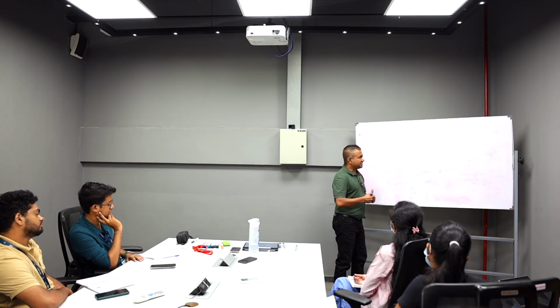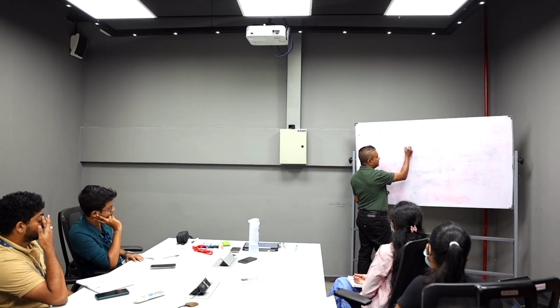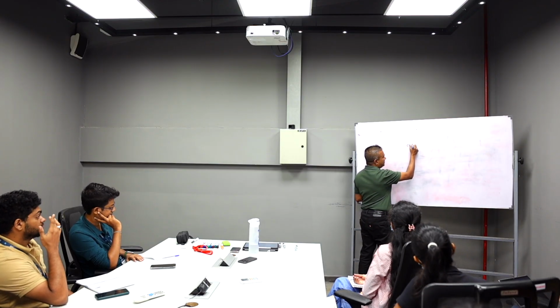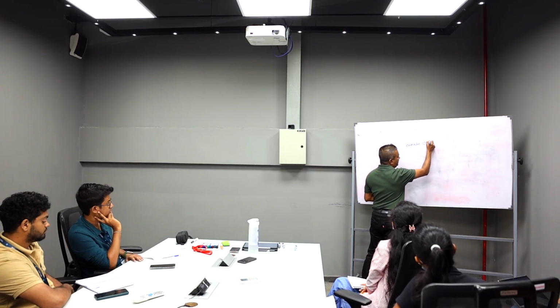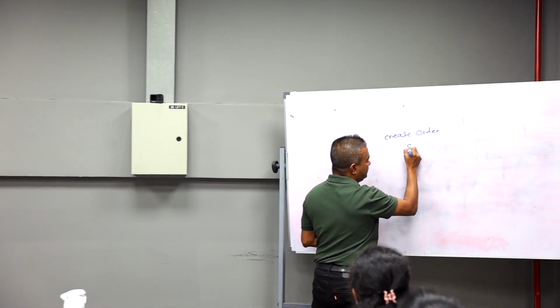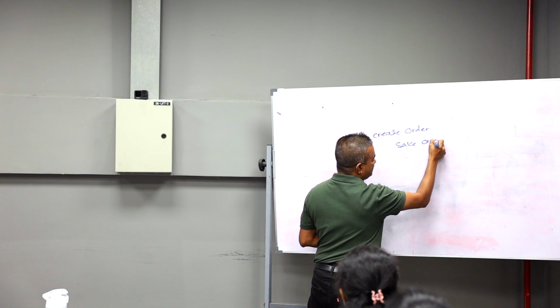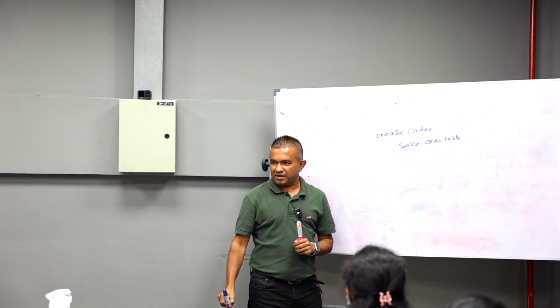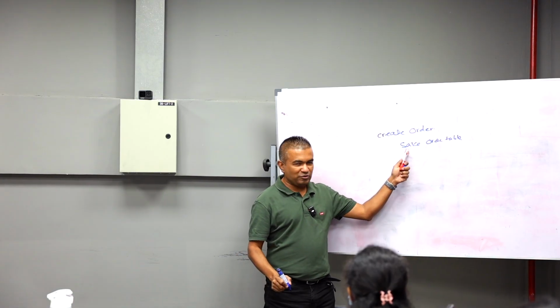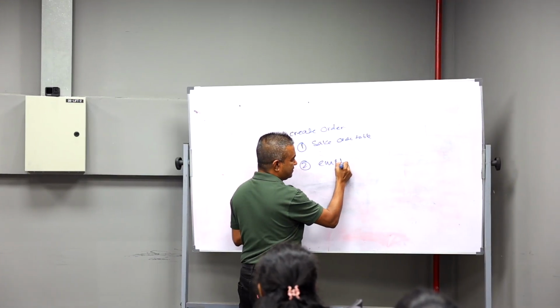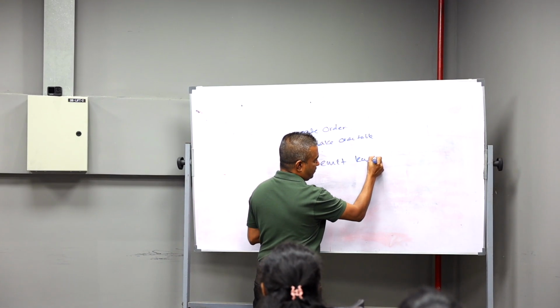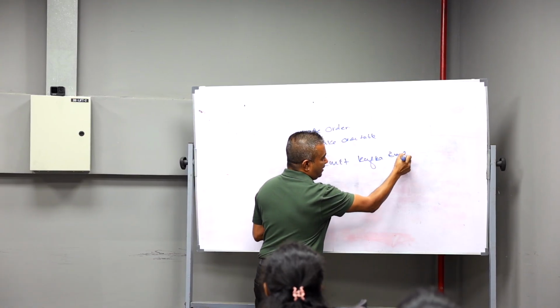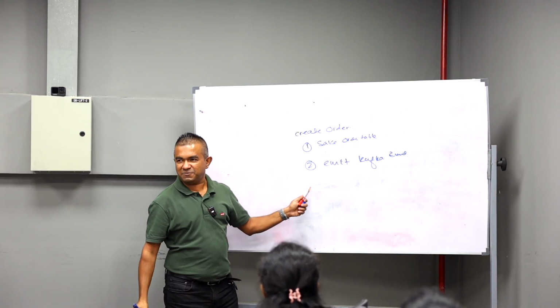Now this can happen. You create the order, right? That means you save to the order table. Now, when you save to the order table, this is one. The second step is you emit a Kafka event. Now, this is success, this is fail.